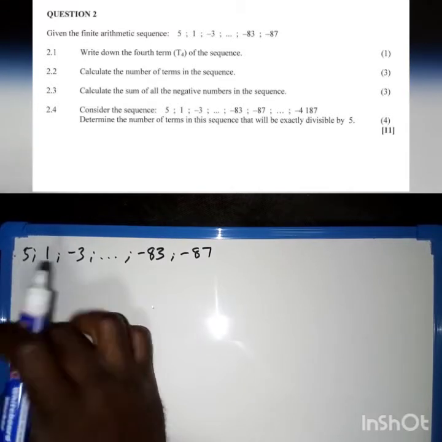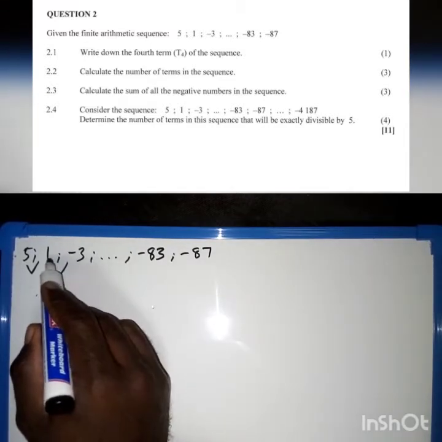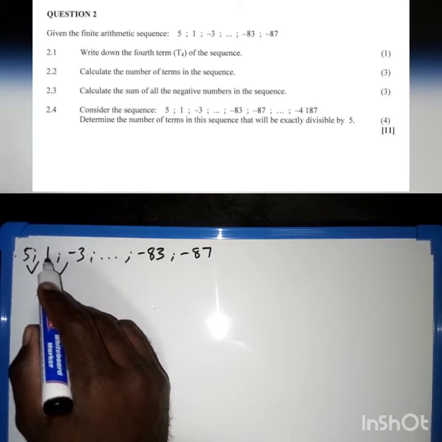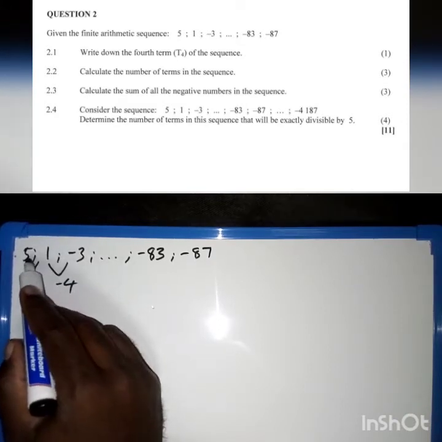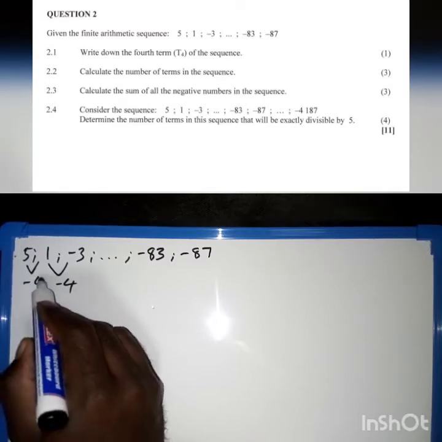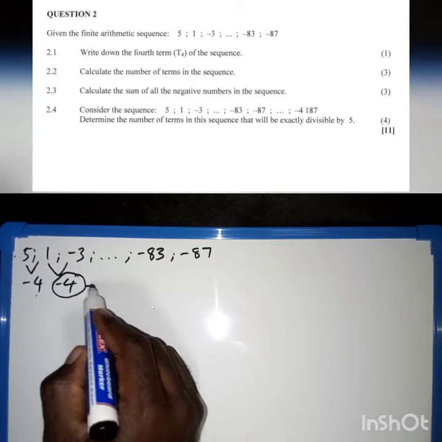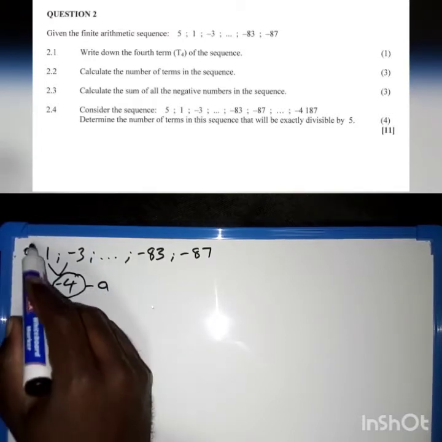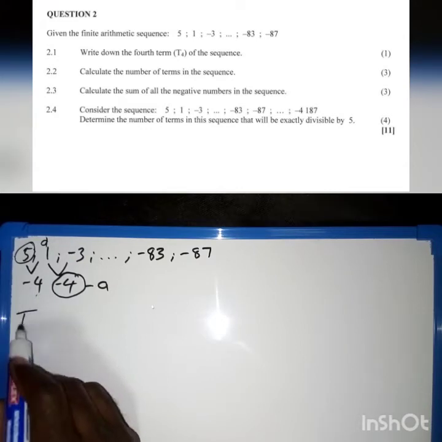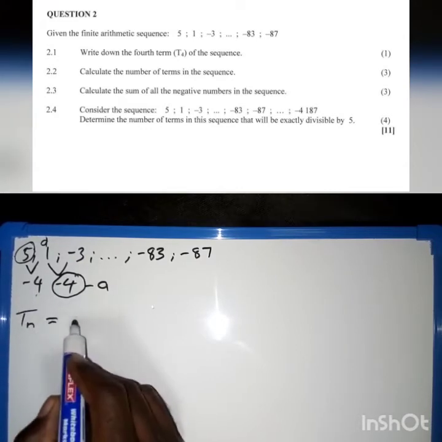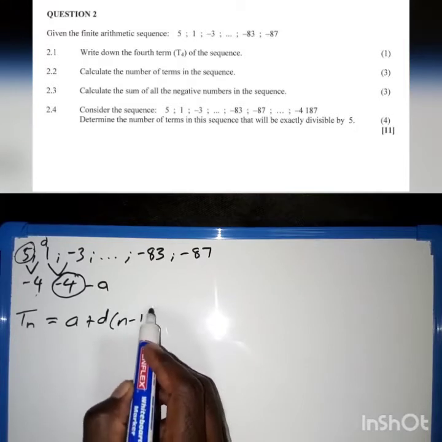So we can see here, it's minus 3 minus 1, which gives us negative 4. 1 minus 5, which gives us negative 4. So it's an arithmetic sequence, which means we have a common first difference. So this is our A and this is our D. So the formula will be Tn is equal to A plus D times n minus 1.